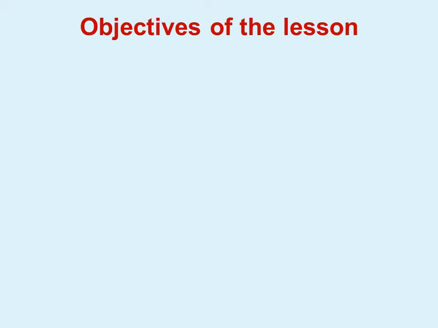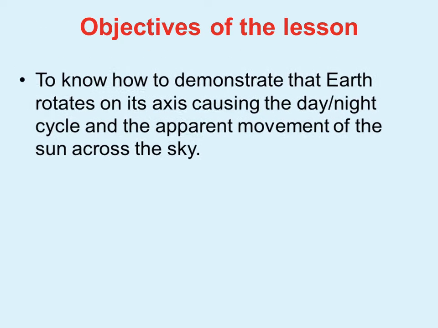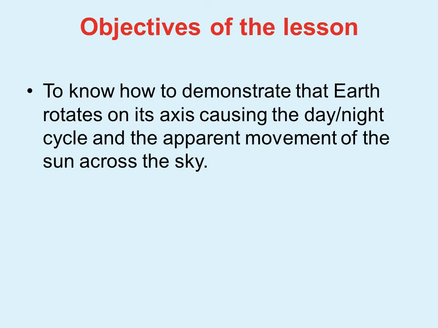Our learning objectives are to know how to demonstrate that Earth rotates on its axis causing the day or night cycle and the apparent movement of the sun across the sky. These are the objectives of our lesson.